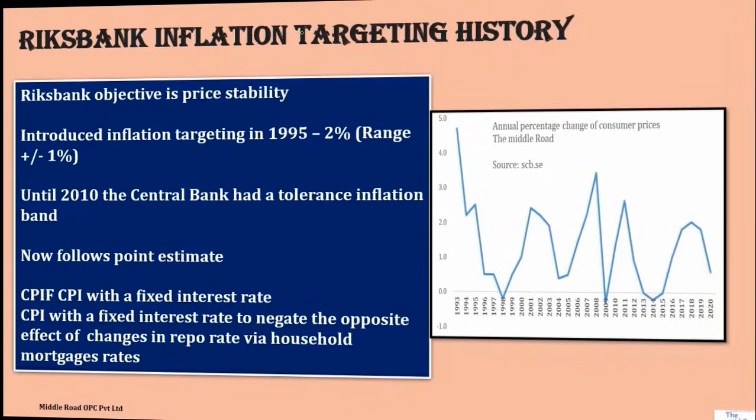Like I've talked about, this is a bit special about the Riksbank, and I'll be covering this a bit more. Their base objective is price stability. Now, inflation targeting was introduced in 1995, and it was actually in a range which was changed, but it was only in 2010 that the central bank had a tolerance inflation band.